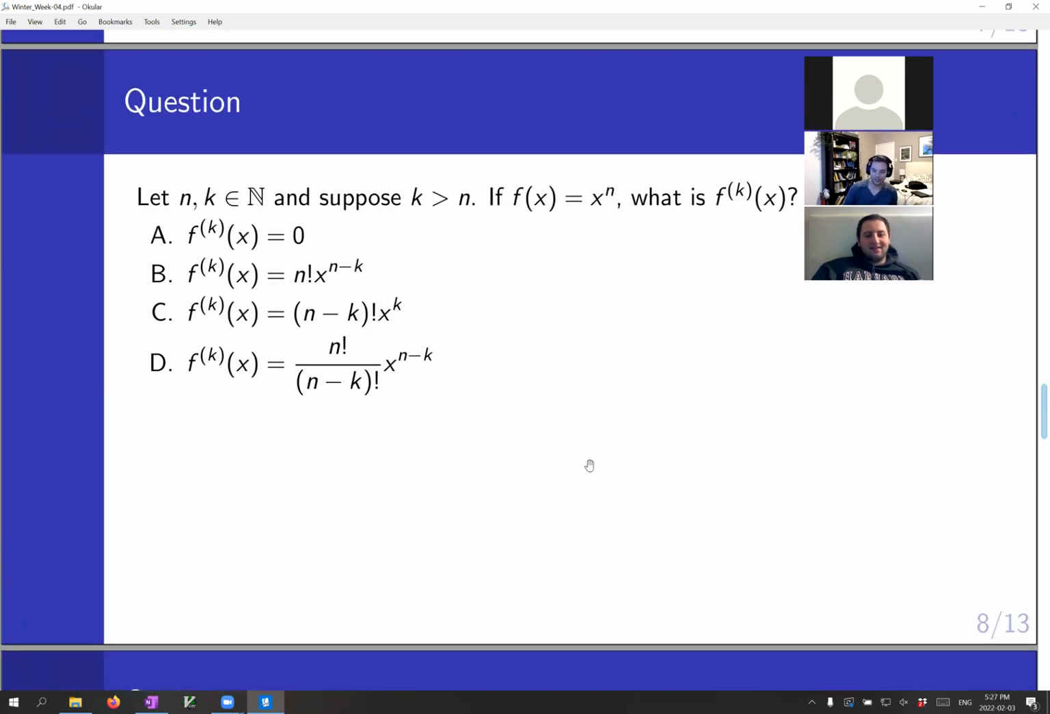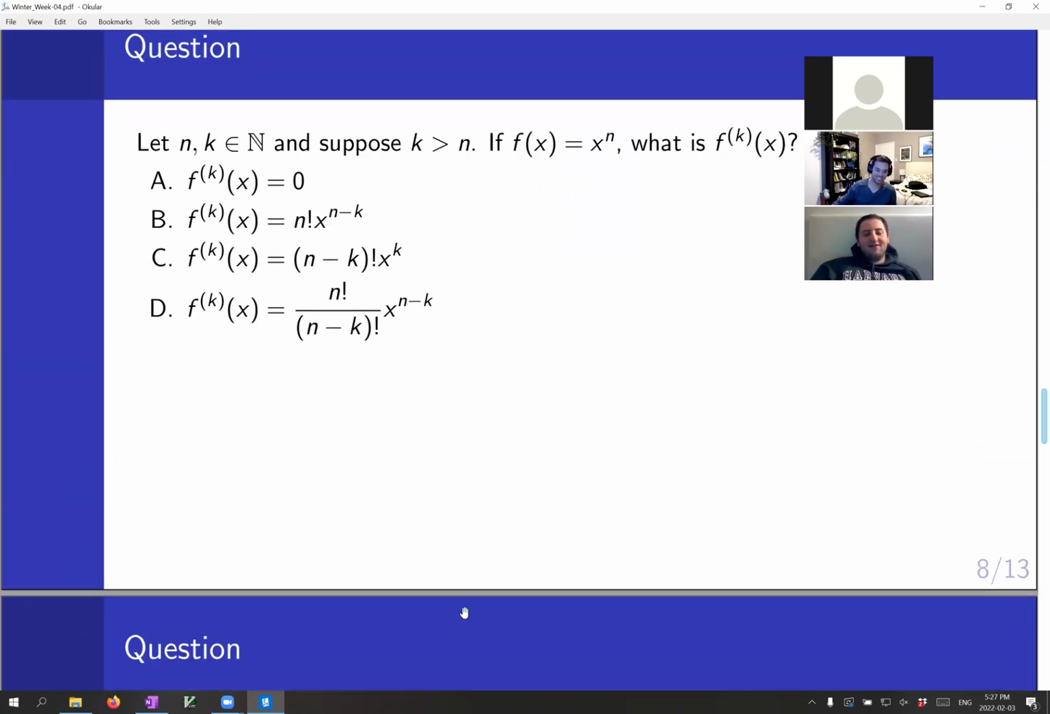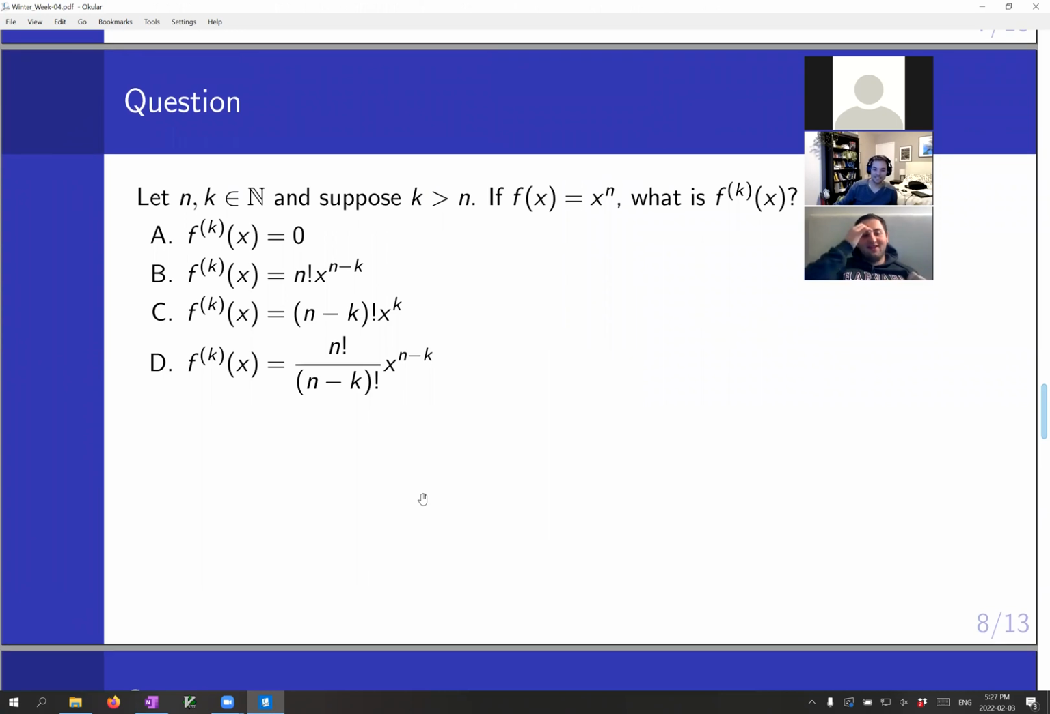So there's another version of this question, and the only difference is here k is bigger than n rather than less than or equal to. And in this case, the answer would be A, right? And is everyone okay with why the answer is 0 in this case? Because you've differentiated more times than there are powers.